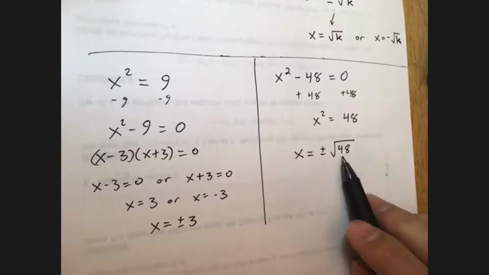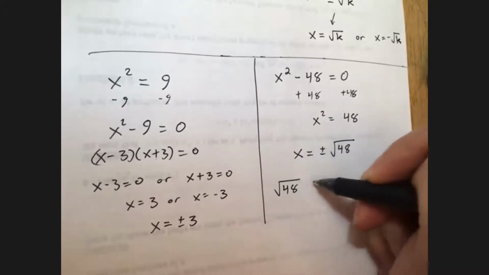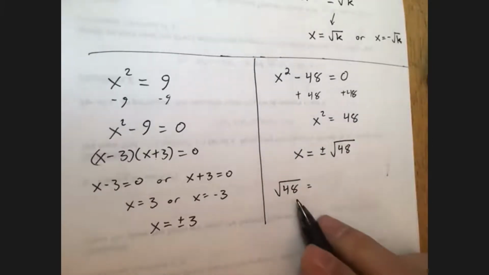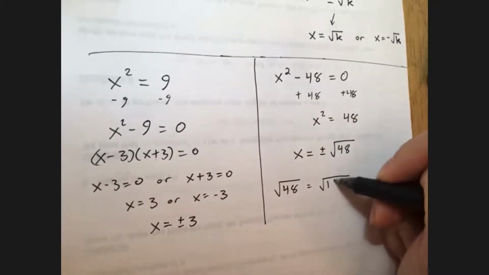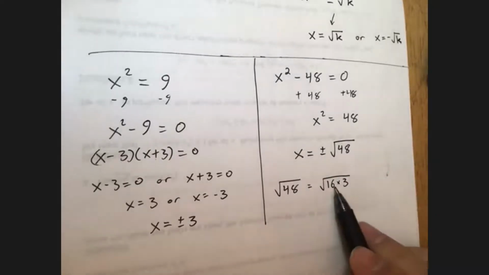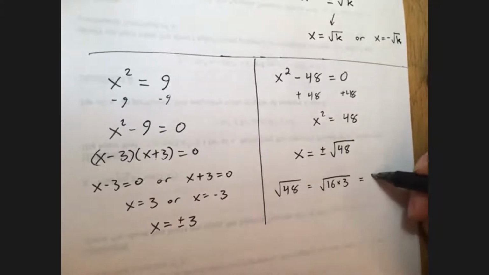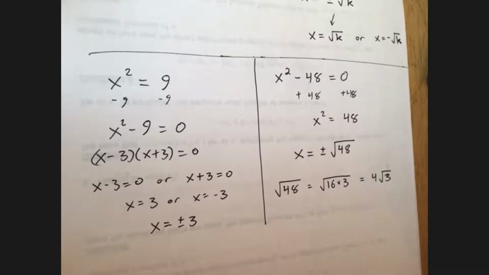All right, how does the square root of 48 simplify? Well, 48 has a perfect square factor. That's 16, right? 48 is 16 times 3. So what I want to do is write this as 16 times 3. And then whenever I see a perfect square factor, it comes out as the square root. So the square root of 16 is 4. And so root 48 is the same as 4 root 3.